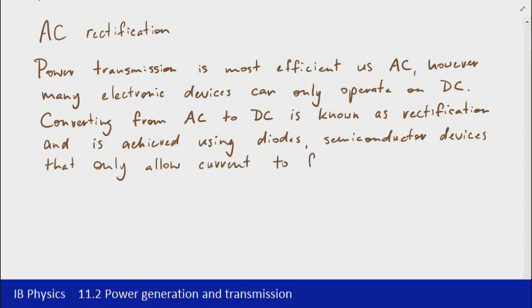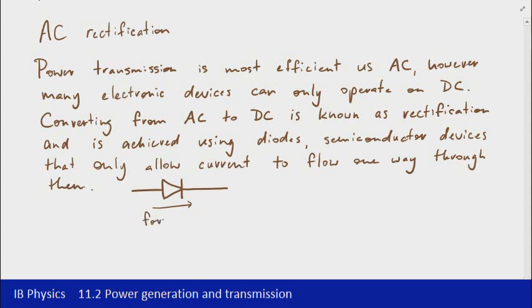So the symbol that we'll have a look at with a diode. The circuit symbol for a diode looks like that. The direction that current can flow through them is basically in the same direction as this arrow, with this triangle. So we would call that forward biased. And with forward biased diodes, current can flow.